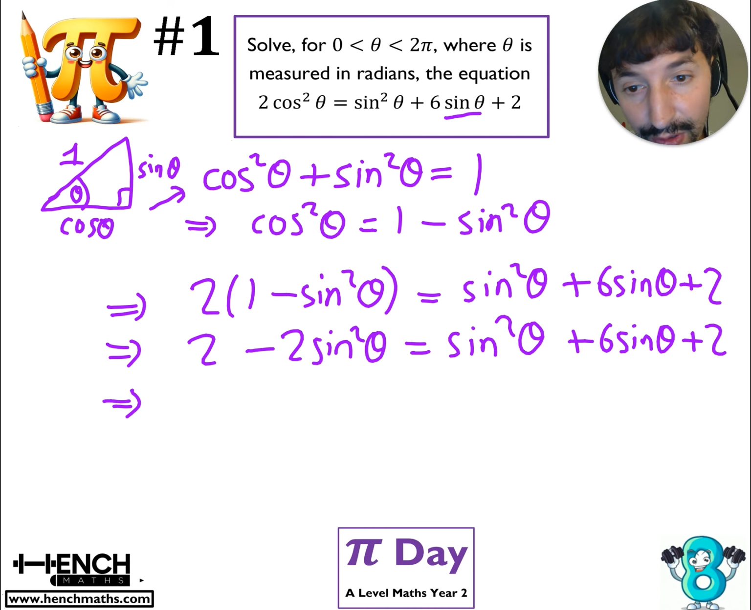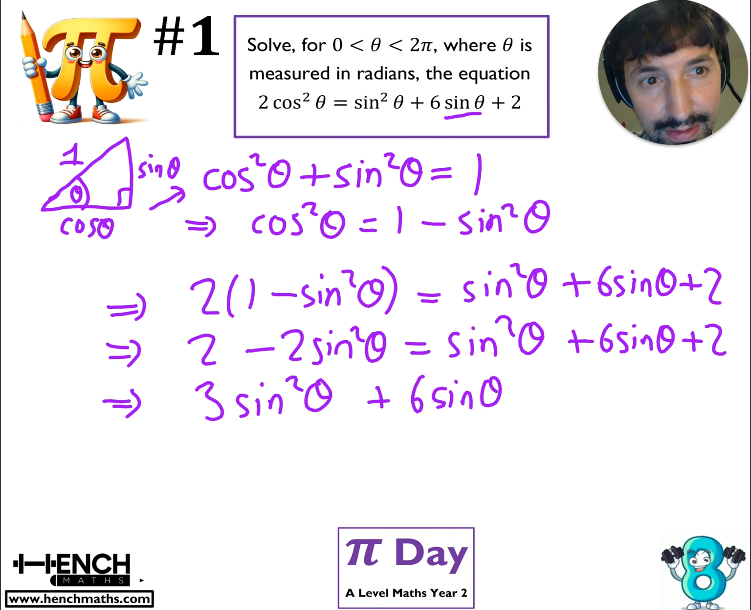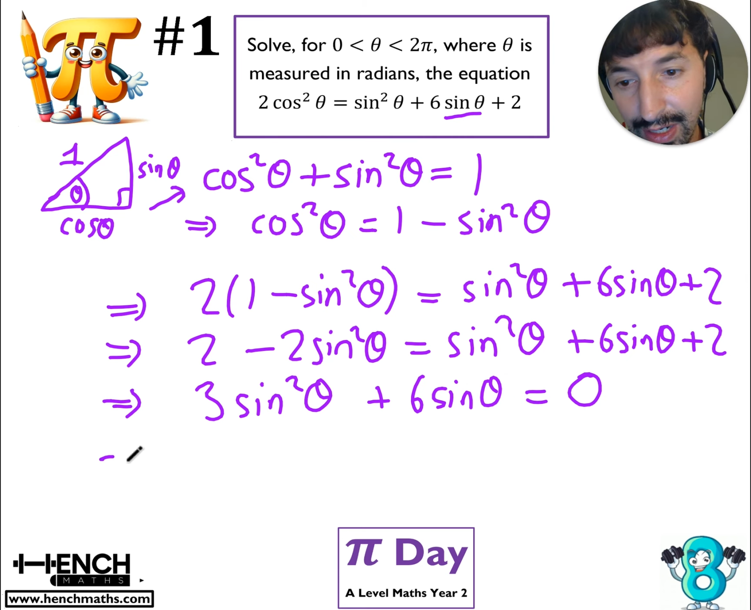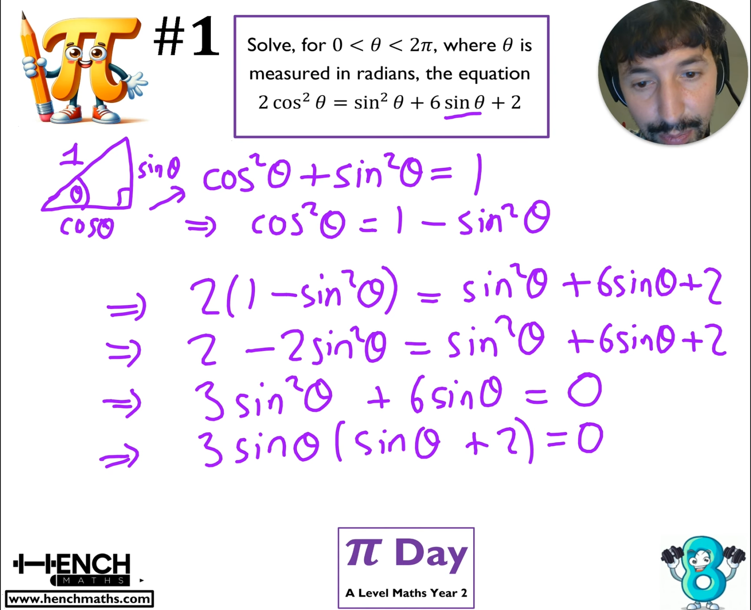So we're going to end up with 3 sine squared theta plus 6 sine theta, and that is going to be equal to 0. So we can factor out a 3. We can factor out a sine theta. And so we're going to get sine theta plus 2 in our bracket.